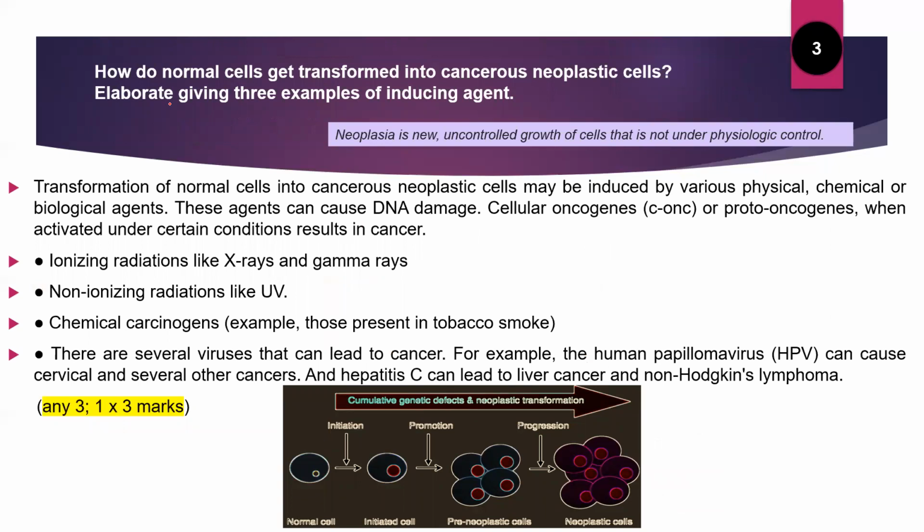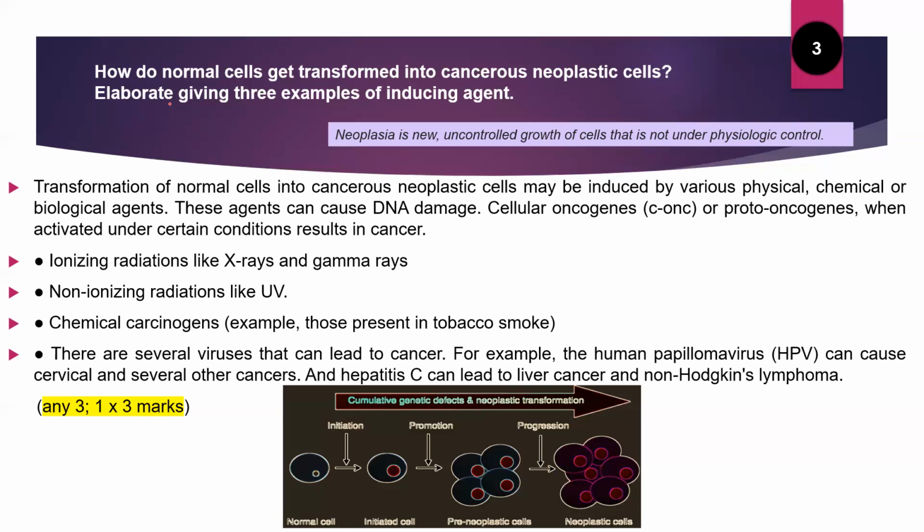Elaborate, giving 3 examples of inducing agents. So cancer, in simple words, is uncontrolled cell division, right? And you can also imagine the whole concept of a cancerous cell as a kind of terrorist in the cellular society. Okay, simply put like that.